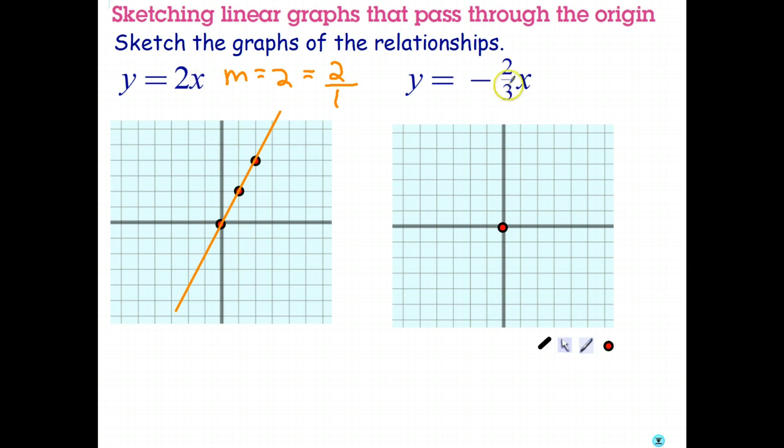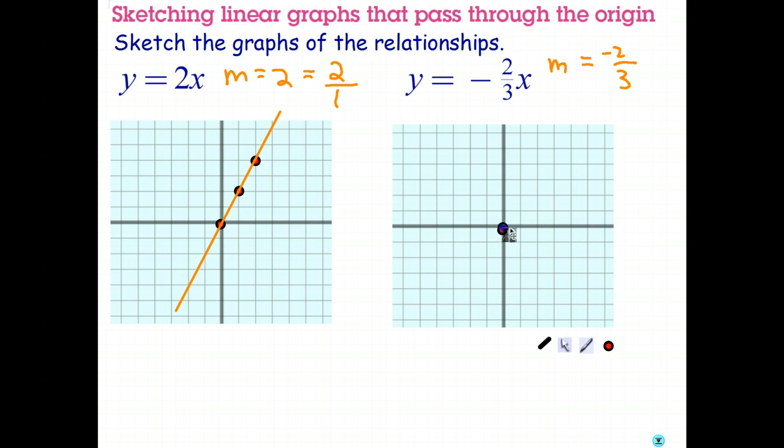Okay, having a look at this next one. We've got a gradient of negative 2/3. Well, once again, we've got to put that negative either on the 2 or on the 3, and either one will work. And again, we're going to plot 3 points. So the general rule is plot 3 points. You need 1 point to start from. You need the second point to get the line.